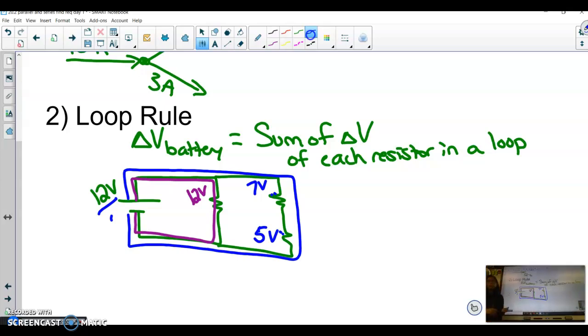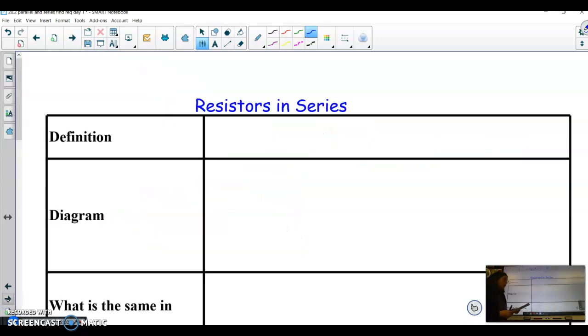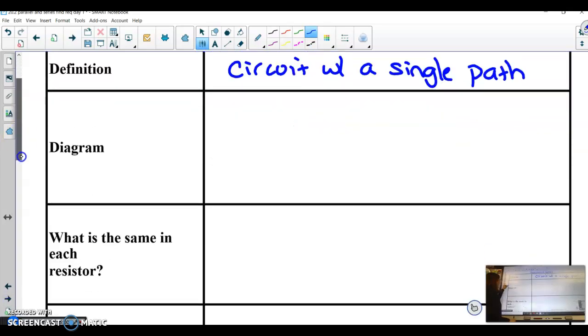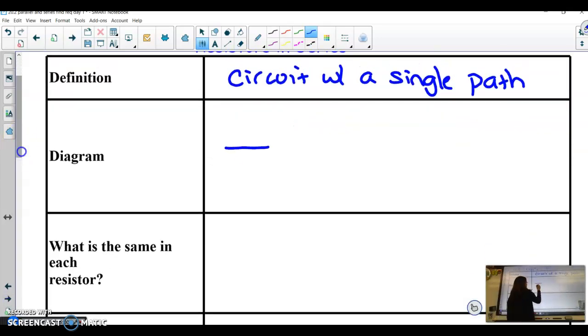So basically using these rules, we can summarize what's going on with both series and parallel circuits. Okay, so let's go ahead and look at series circuits first. The definition of a series circuit is that it is a circuit with a single path. So there's only one way for the little electrons to move. And the diagram for this is going to look like this.